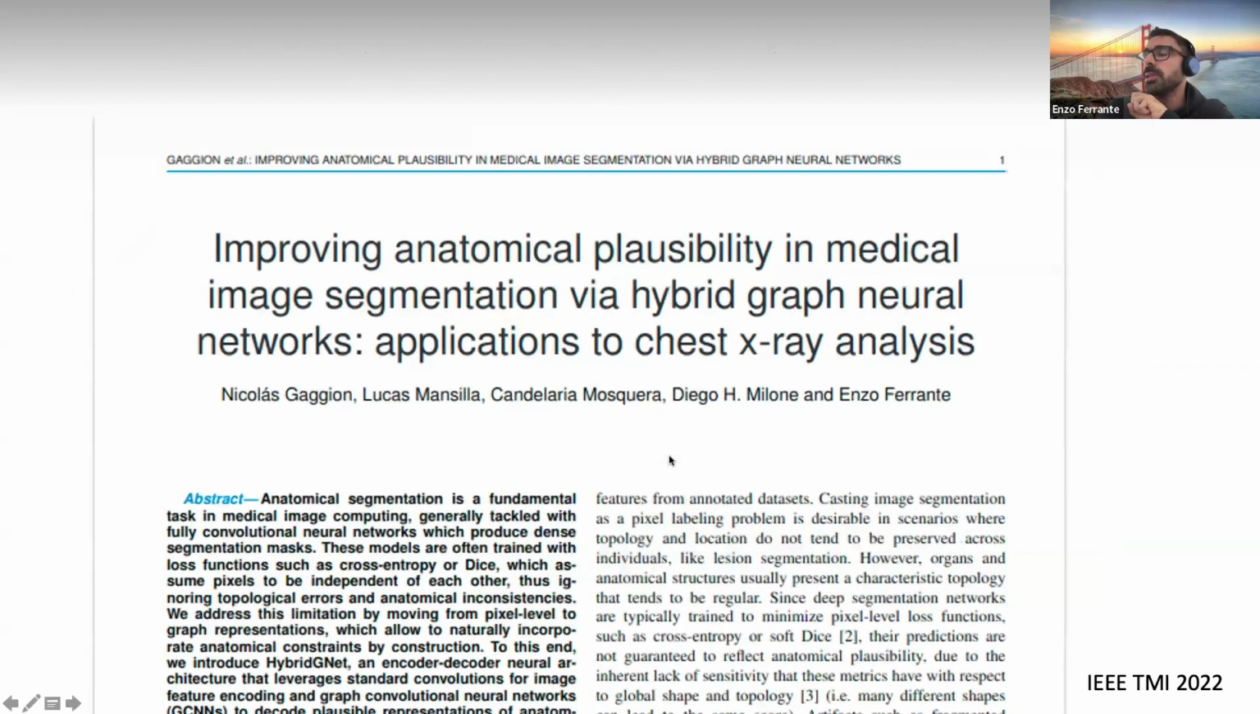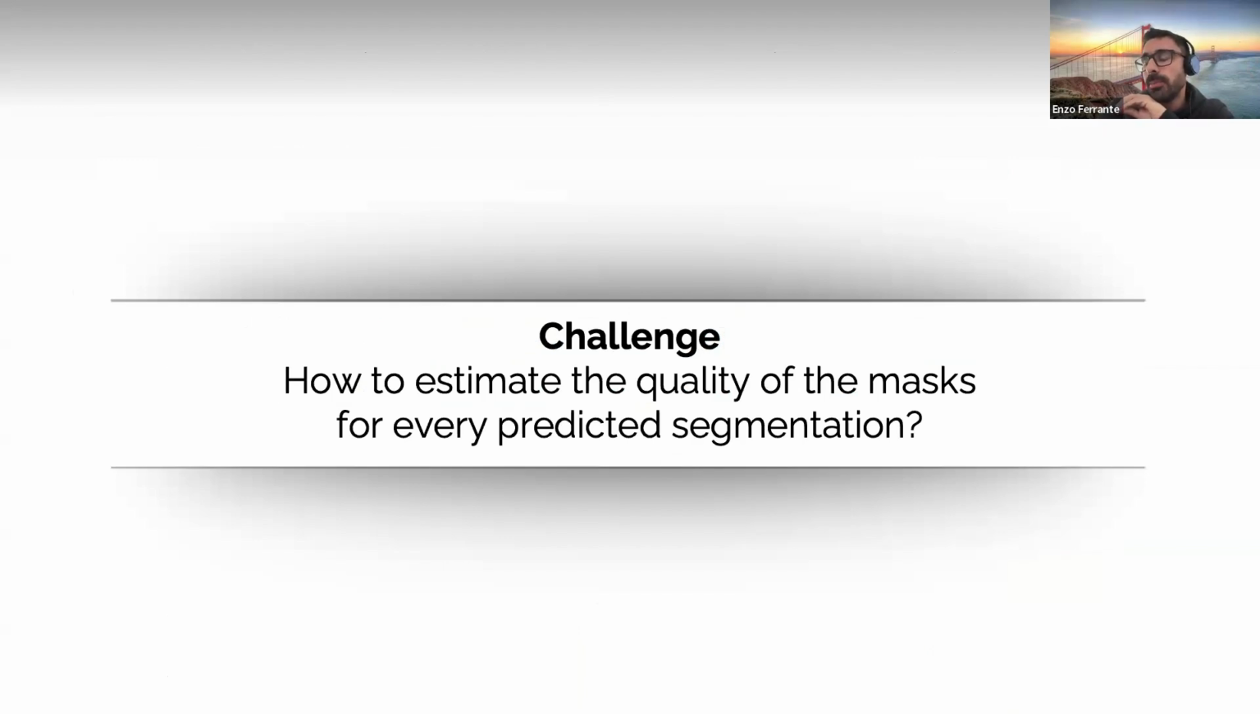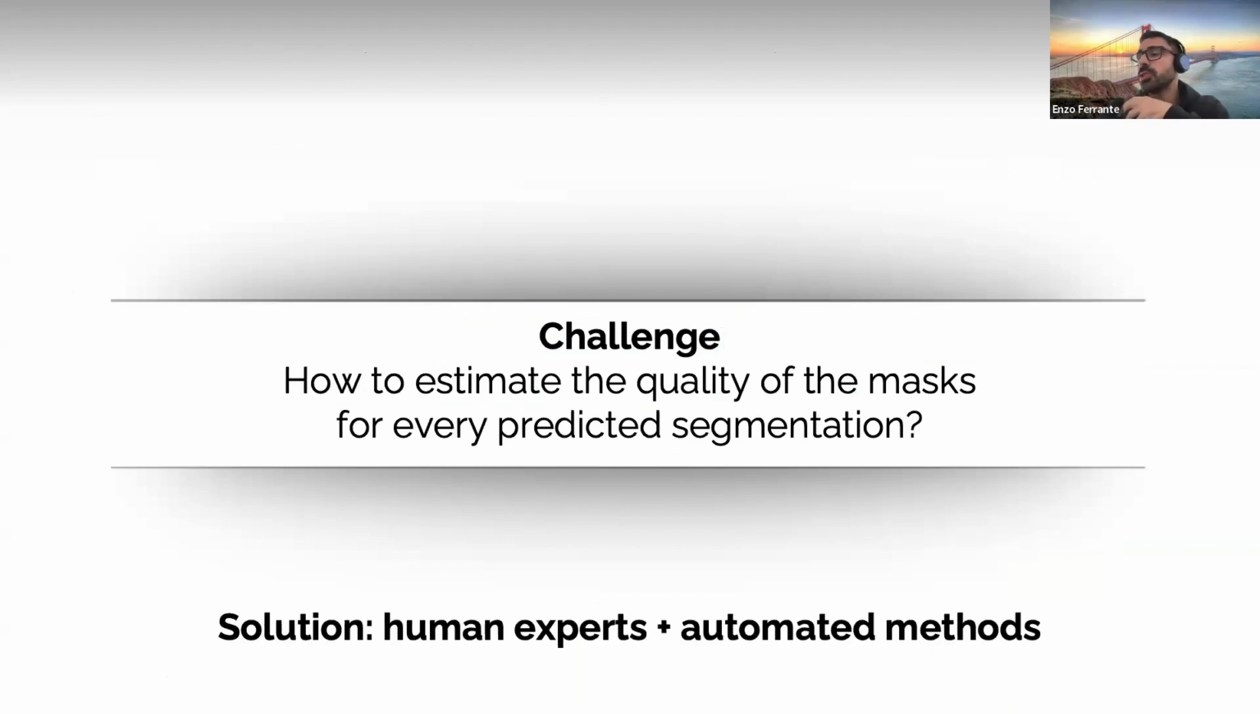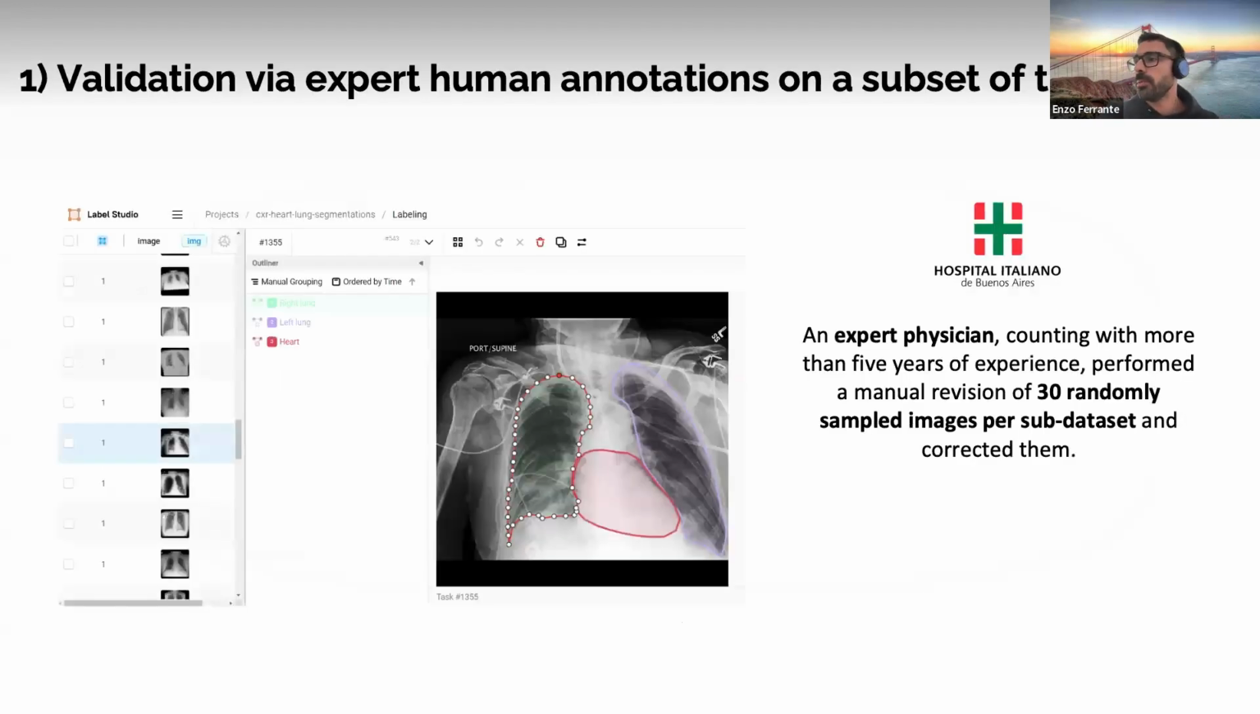Okay, so we have this pixel level segmentation mask. We now want to see what's the quality of that. And in order to ensure the quality of these more than 600,000 images, we needed some kind of automation here.